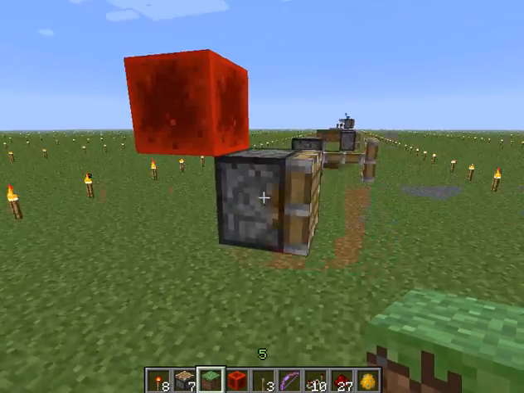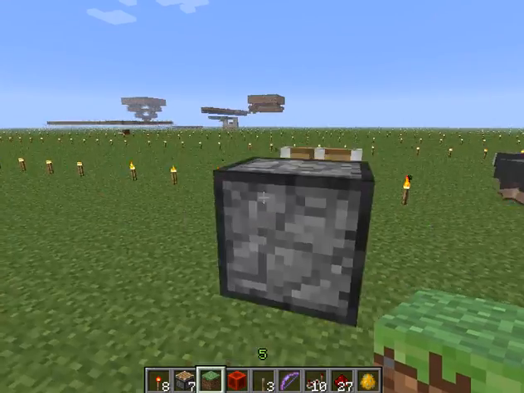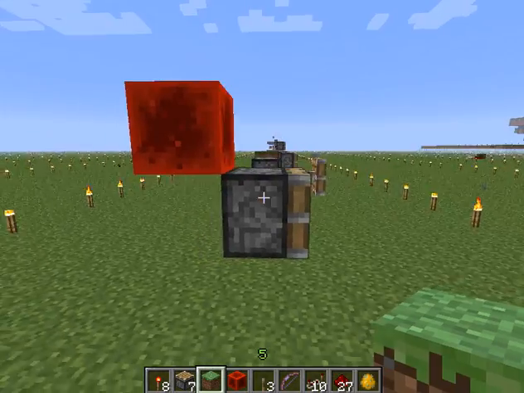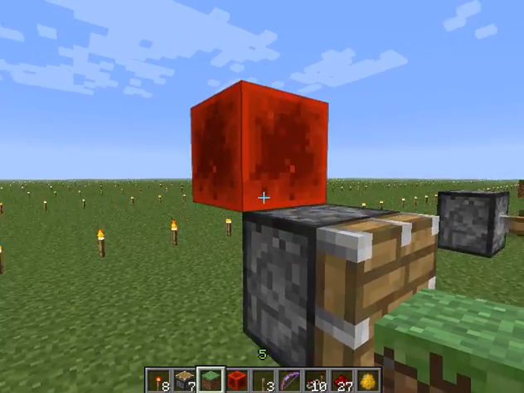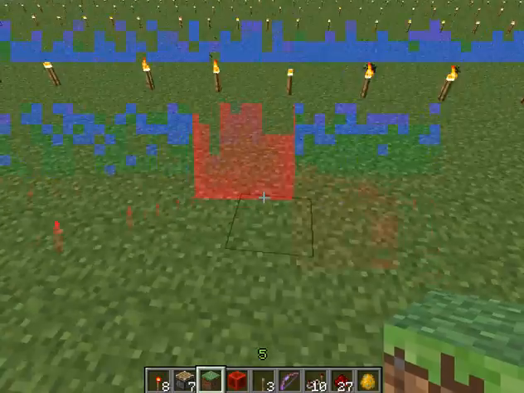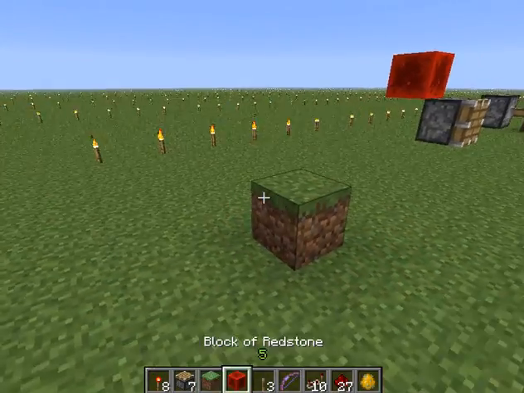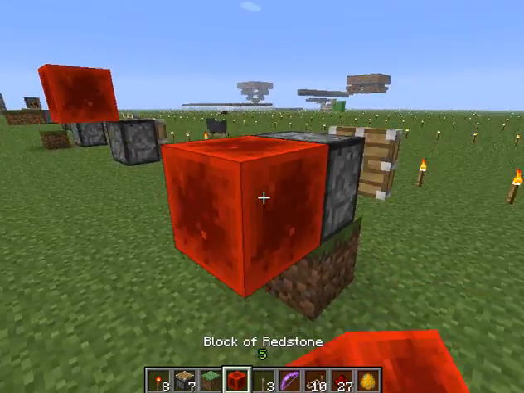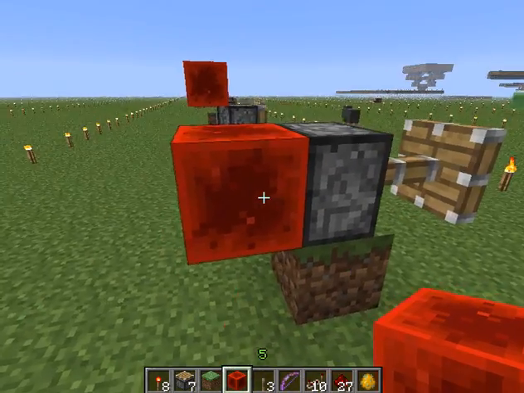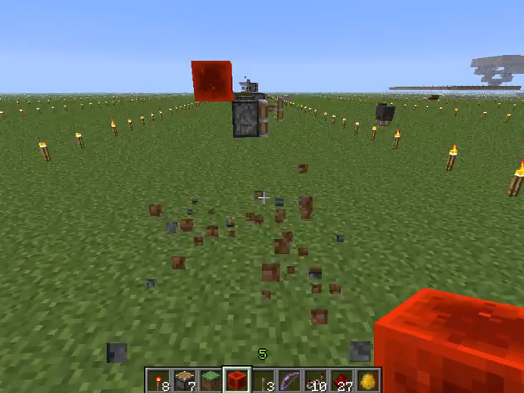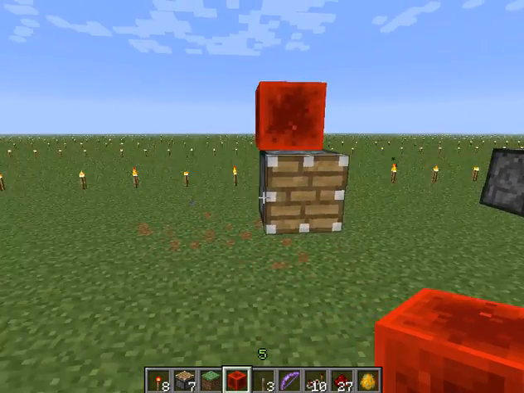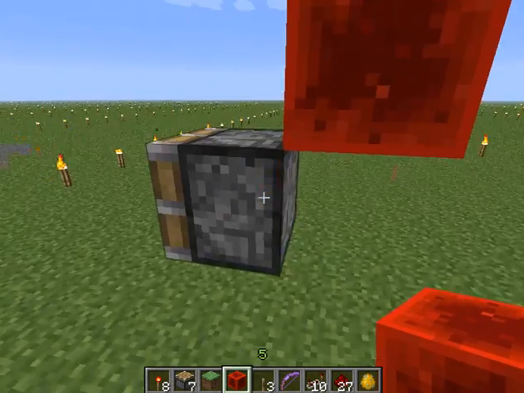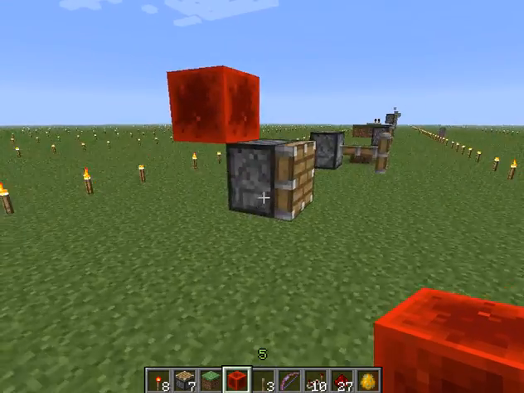Now the first thing to understand is that pistons can be extended or retracted, and they can be powered or unpowered. Most of the time, when they're powered, they're also extended. So for example, when we power this piston, it extends, and when we depower it, it retracts. But it's actually not always the case. So it may not look like it, but this retracted piston is actually powered.